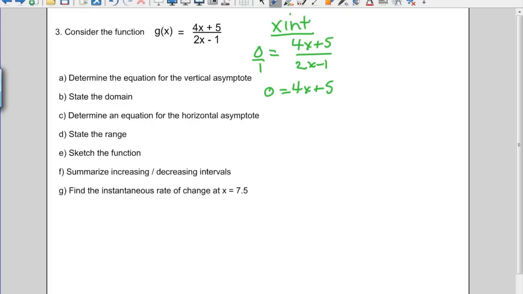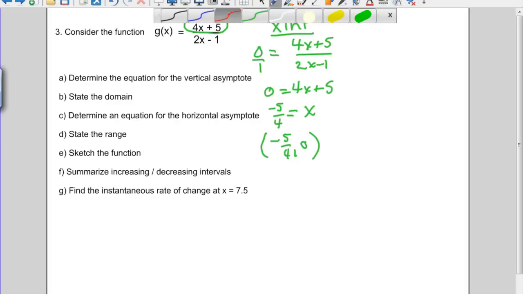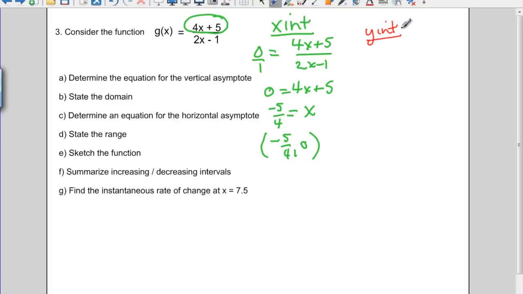Now once again, here's a little hint: when I'm finding my x-intercept, I can look solely at the numerator, and that will find it. As I solve this, I find out that x is equal to negative 5 over 4. So I have an x-intercept at (negative 5 over 4, 0). The y-intercept is found again by getting rid of the x's, and the y-intercept is (0, negative 5).